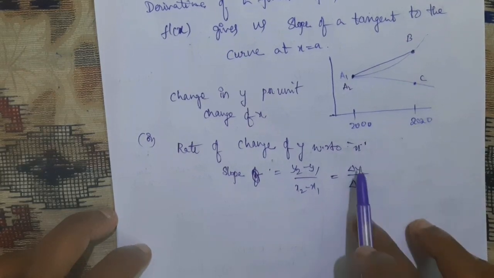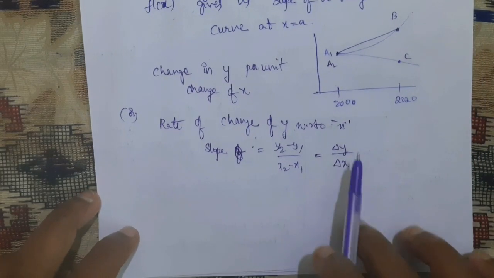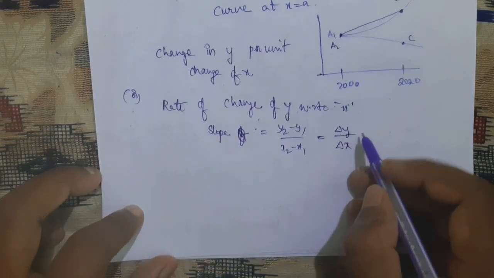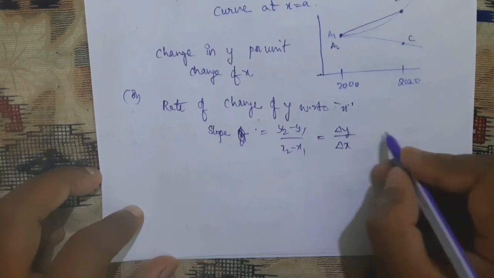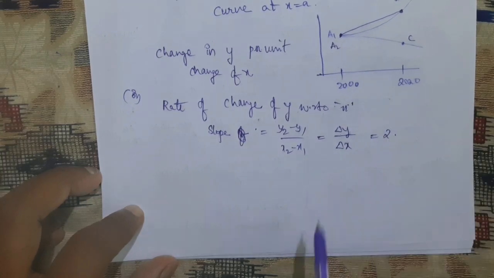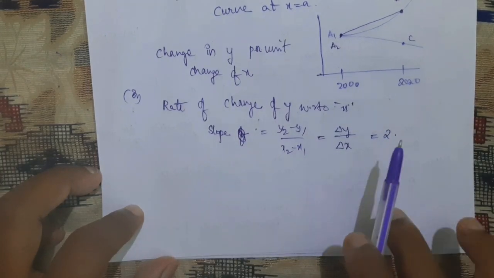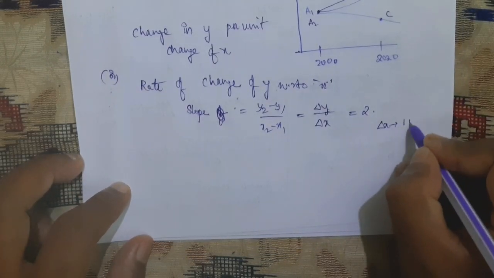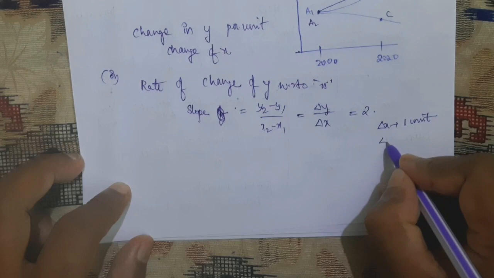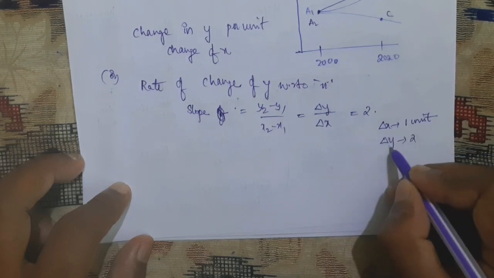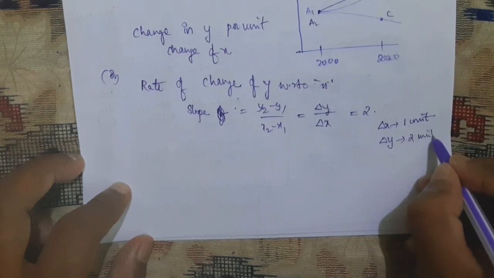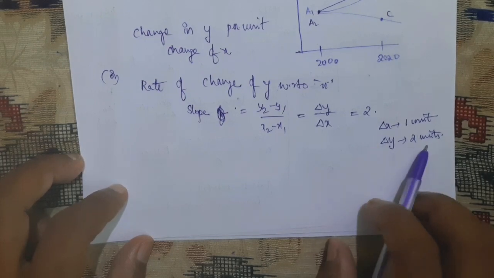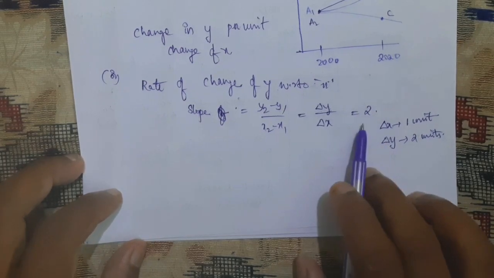Do you know what is meant by delta y by delta x? Delta y by delta x is nothing but the rate of change of y with respect to x. For example, if we get a slope of 2, this 2 represents that per 1 unit of delta x, delta y, the rate of change of y, is 2 units. Per 1 unit of x changing, y will change 2 units. That represents slope value 2.